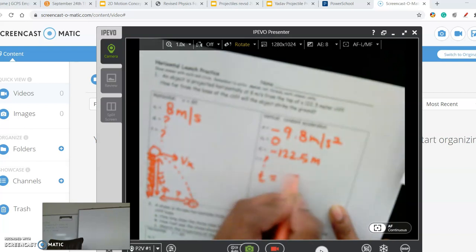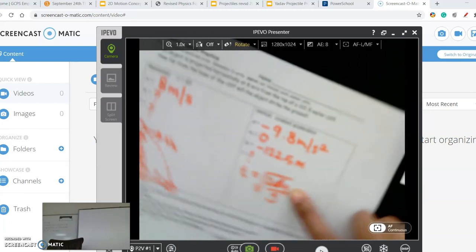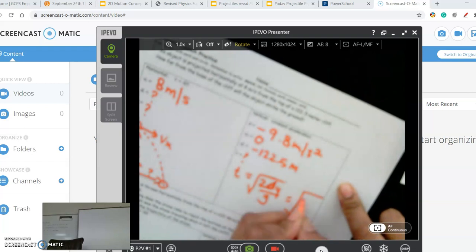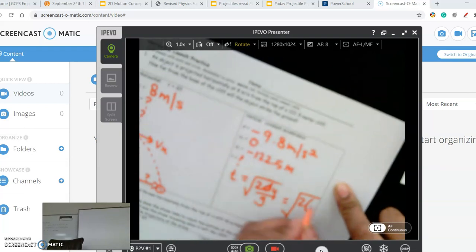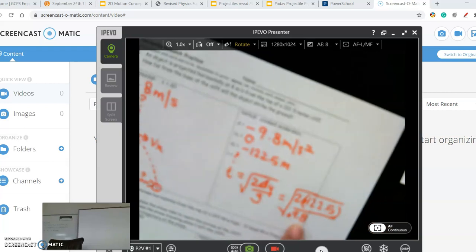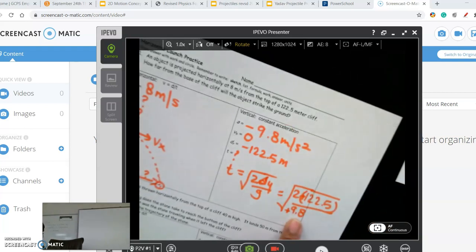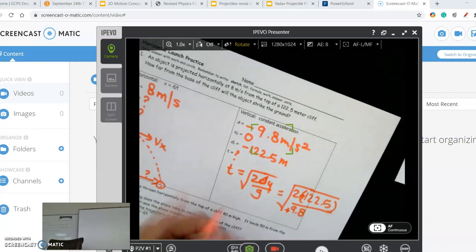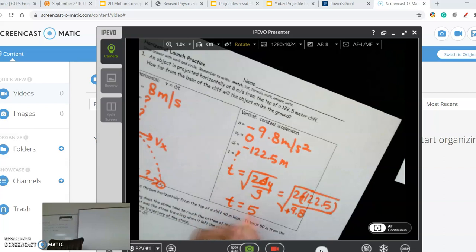So t equals the square root of 2 delta y over g. Delta y is nothing but the y distance. Now let's plug those values in. 2 times negative 122.5 divided by negative 9.8, and we know that negatives will cancel and become positive. You do not want to put a negative inside the radical, because a negative inside the radical will give you an incorrect answer. If you solve it, time comes out to be the square root of 25, which is 5 seconds.